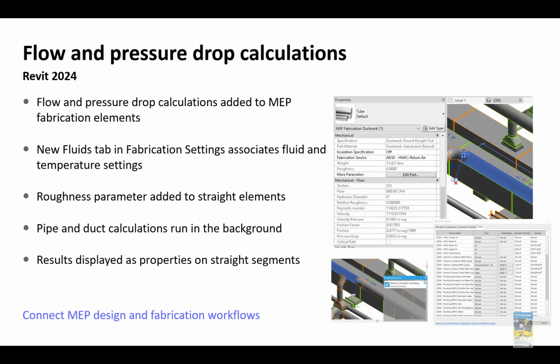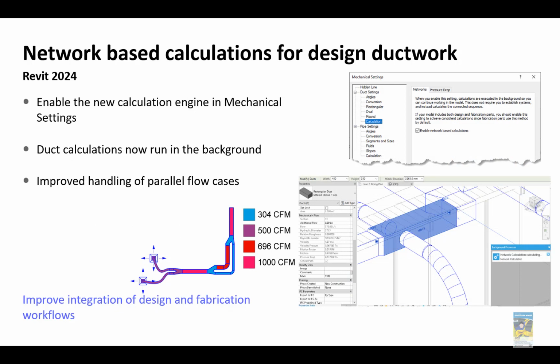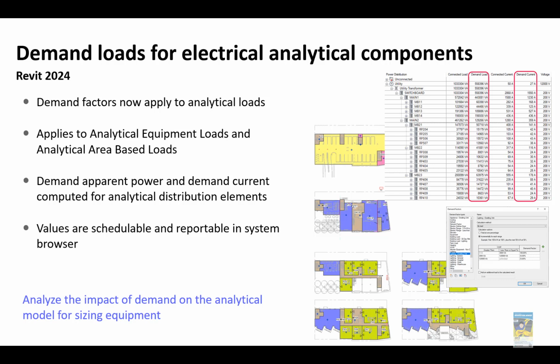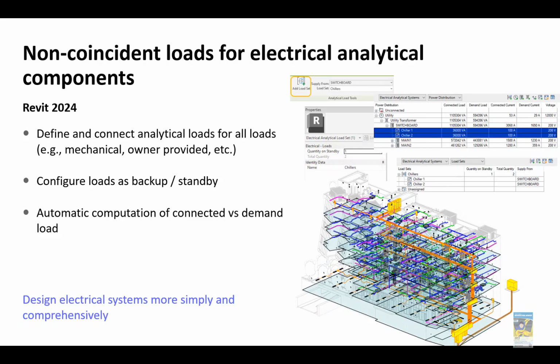You have flow and pressure drop calculation updates as well. They've been added to the MEP fabrication elements. Network-based calculations for design ductwork, you can now enable that engine in mechanical settings. And loads for electrical analytical components now apply to those analytical loads. You have non-coincident loads for electrical analysis, so you could define and connect analytical loads for all the loads, for example, mechanical or owner-provided.